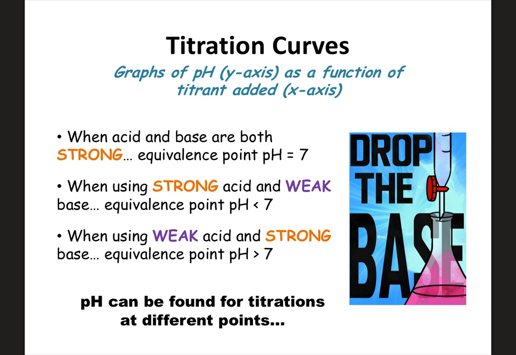You can also find pH for these titrations at different points. We can do problems with this and actually find the pH at different points. There's a different set of steps or procedures for doing this with a strong titration, and different ideas for when you're doing a strong-weak titration. So today we're going to work on strong titrations, and then in another video we'll look at weak-strong titrations.